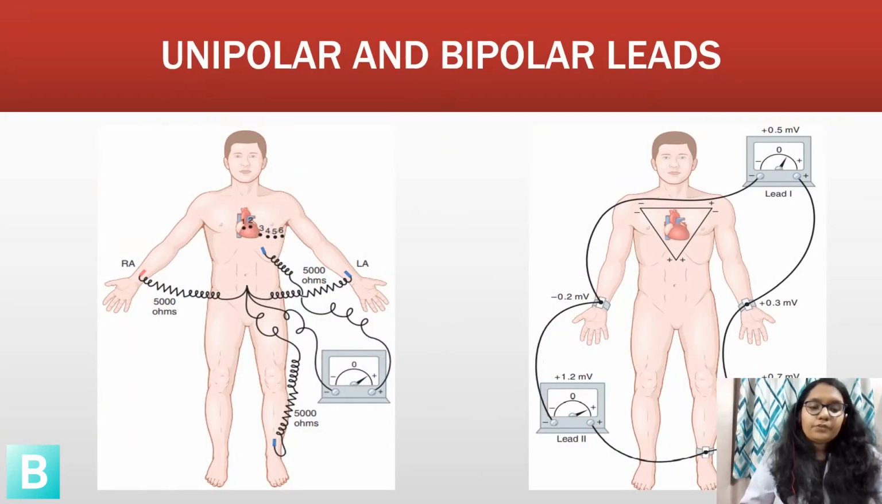The leads are of two types, unipolar and bipolar. The unipolar leads have two electrodes. One is the exploring electrode placed on the body surface, and the other is the indifferent electrode kept at zero potential by connecting the electrodes of right arm, left arm and left leg to a central terminal through 5000 ohm resistance.